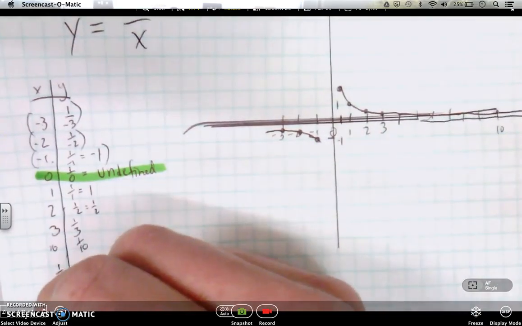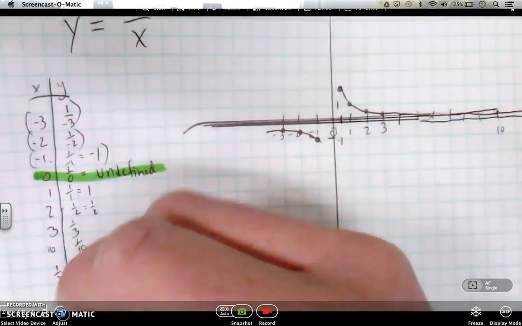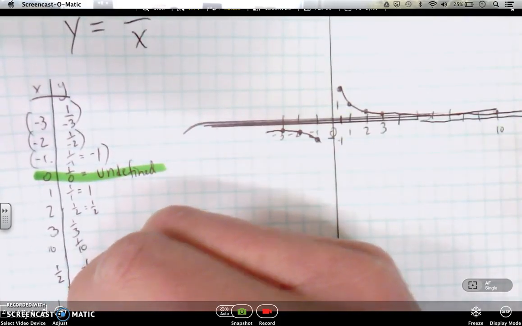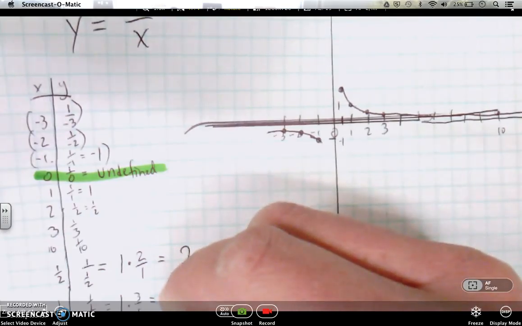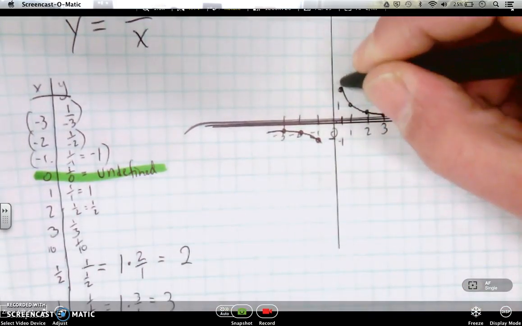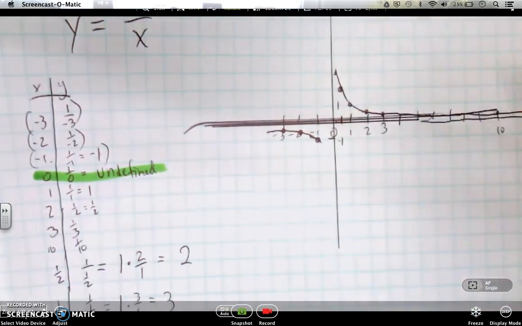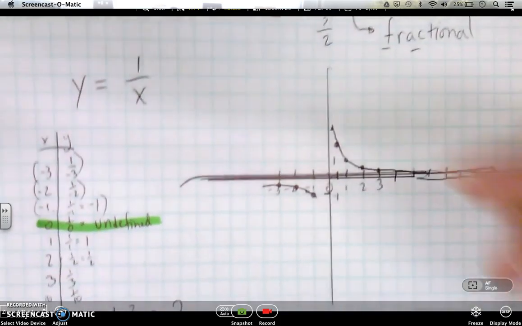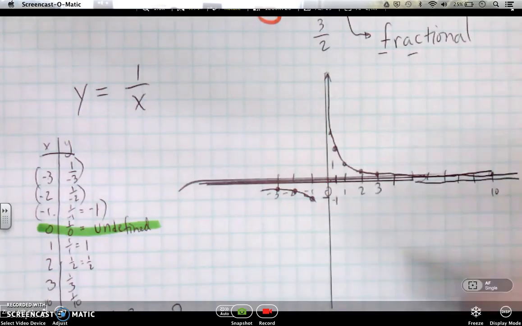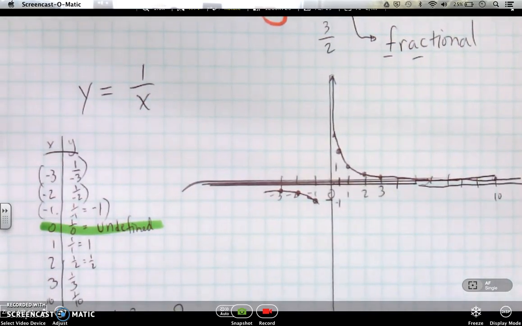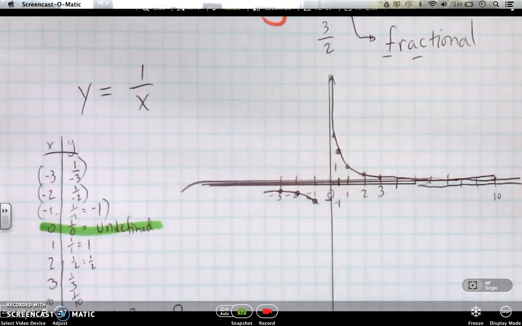Let's see if we can continue that. 1/3: 1 over 1/3. Same thing, numerator times the reciprocal. We get 3. So it's going even higher here. The whole key feature of these functions for this chapter is that they'll shoot up to infinity at one spot, usually, and they'll flatten out somewhere, sometimes at 0, sometimes somewhere else.